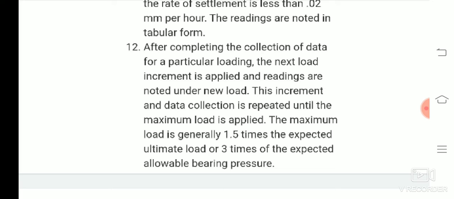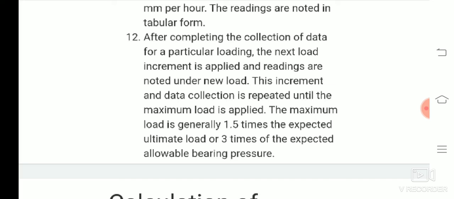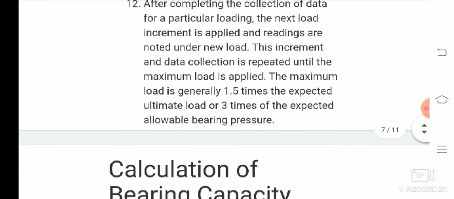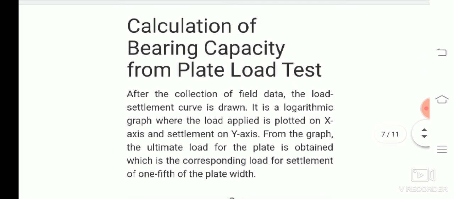After completing the data collection for a particular loading, the next load increment is applied and the readings are noted under the new load. The increment and data collection is repeated until the maximum load is applied. The maximum load is generally taken as 1.5 times the expected ultimate load or 3 times the expected allowable bearing pressure. So how do we calculate the bearing capacity from the plate load test?